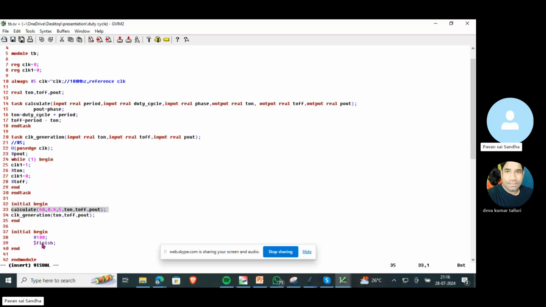So here we are declaring the dollar finish in another initial block. How the execution happens: when we call calculate, it will calculate the values of T on, T off, and phase out. After that, we call the clock generator, which will generate the clock 2. Here we can use both. I'll generate and show the output.